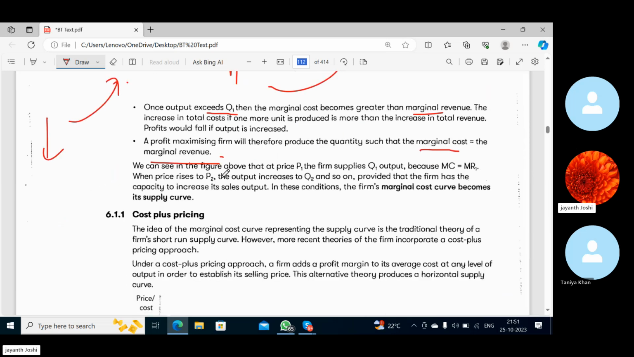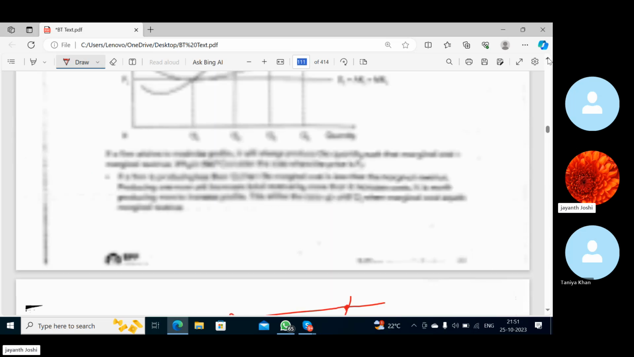So we can see in the figure above that at price P1, the firm supplies Q1 output, because the marginal cost is equal to marginal revenue. When price rises to P2, the output increases to Q2. So it's not only the price, the quantity should also change.